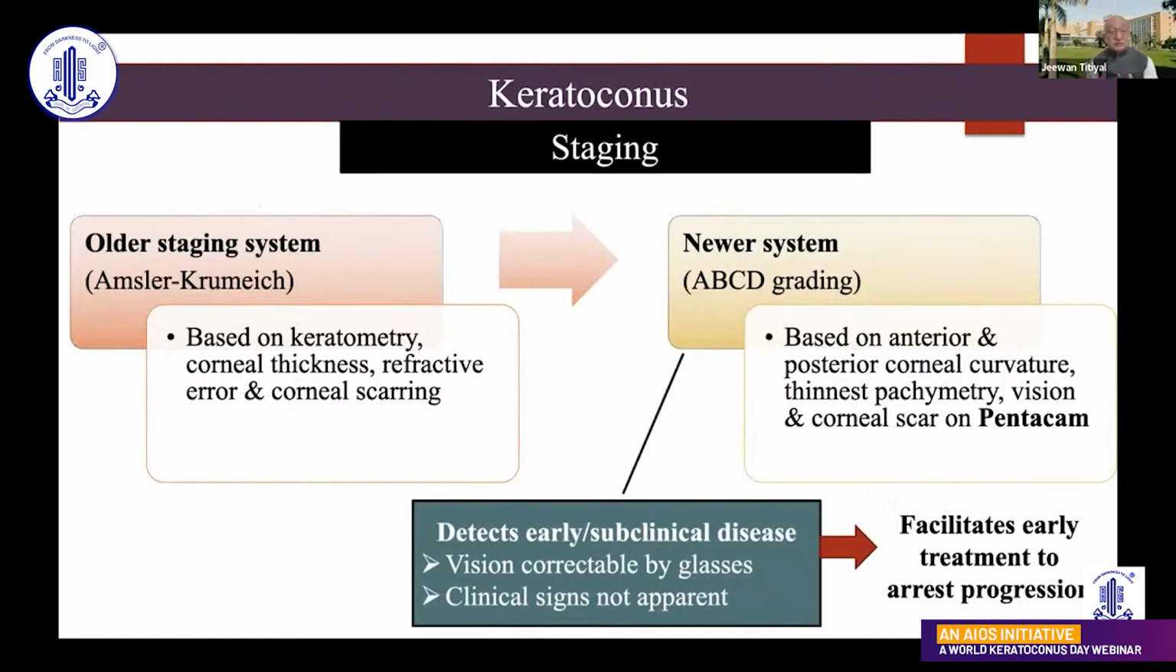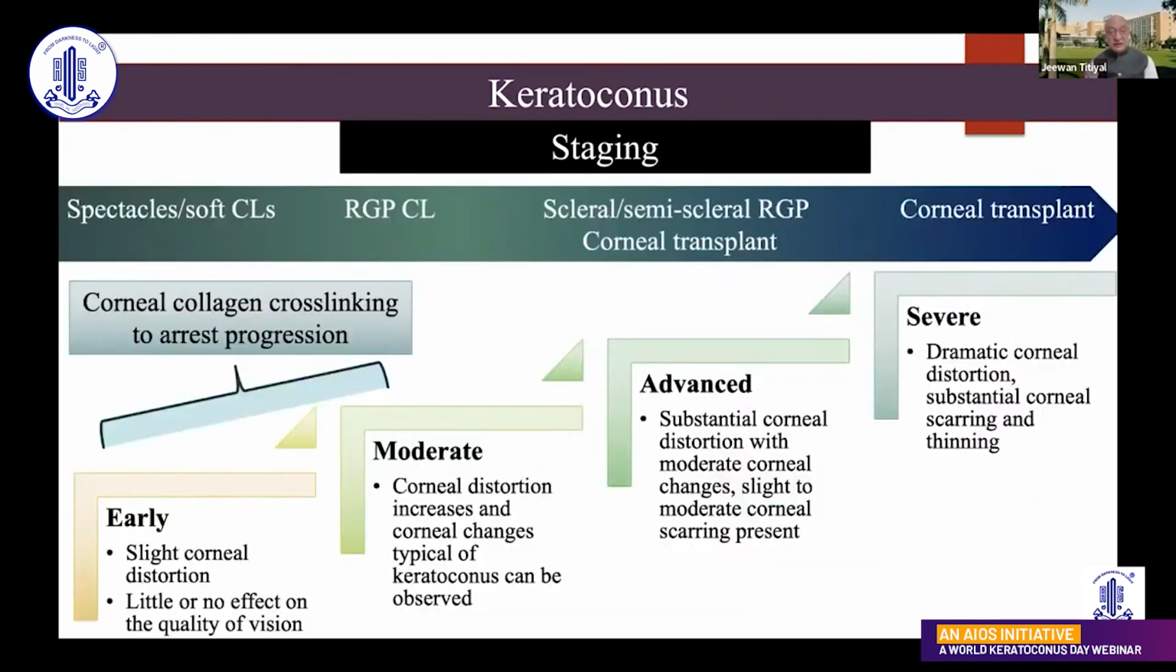Basically, I would like to give a brief on our staging so that subsequent speakers can have an easy way to talk about treatment. There are various staging systems based on keratometry, or curvature of the cornea, thickness, and the refractive error and corneal scarring. So we normally grade them as early, moderate, advanced, and severe. Depending on that, we can plan the surgery. For early or moderate cases, you'll hear from Dr. Namrata Sharma. We'll be doing cross-linking of corneal collagen to strengthen the cornea and decrease the progression. These patients can also be treated with contact lenses.